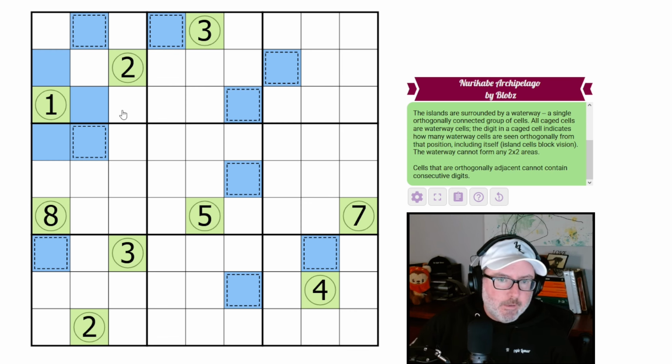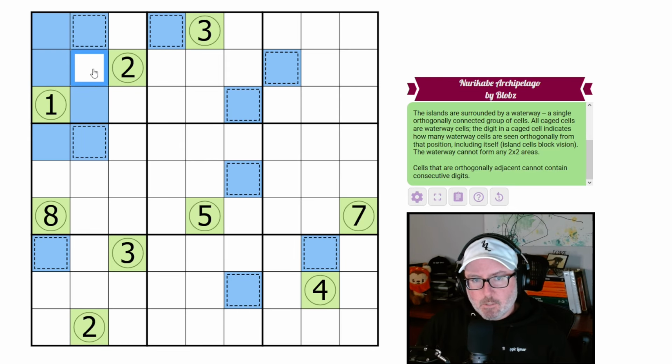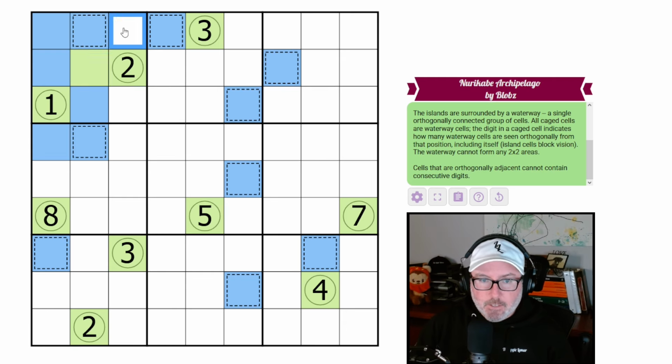Now, this guy can never be part of an island because there's no way to get to it. So it's water. Now, we've got this L shape here, which means this has to be island because we can't have water in a 2x2. Now that finishes our 2, so we can put those in.